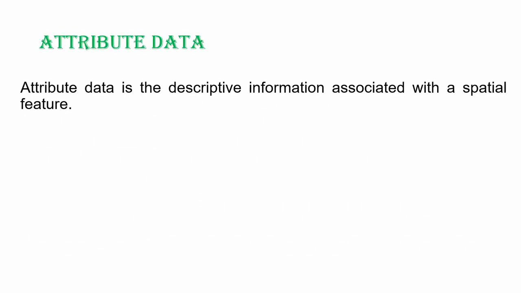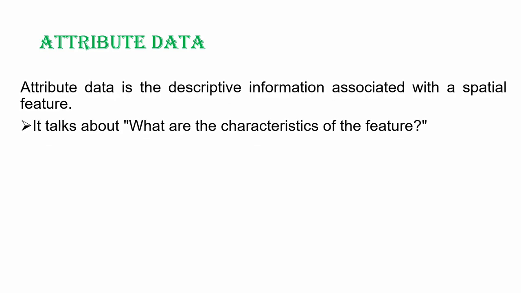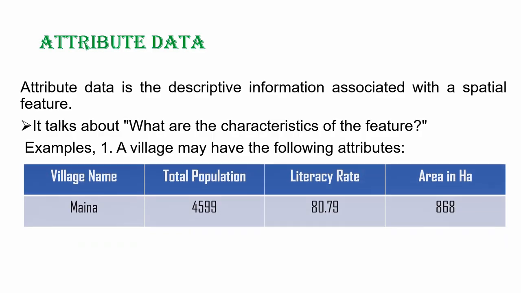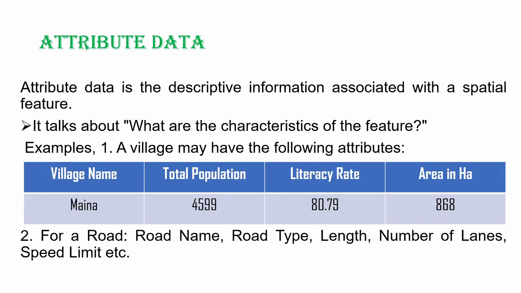The next one is attribute data. Attribute data is the descriptive information associated with a spatial feature. It tells us about the characteristics of a particular feature. For example, a village may have the following attributes. In this example, I have taken the village name, population, literacy rate, and area in hectares. For a road: road name, road type, length, number of lanes, speed limit, etc. are examples of attribute data.